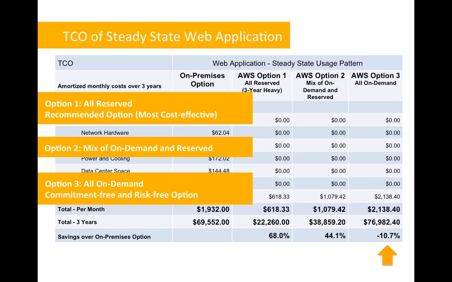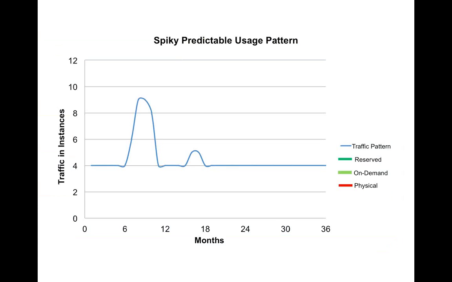steady state web application. Let's go on to a spiky predictable usage pattern. So in this case, you saw this earlier. This is, for example, a marketing website that comes up during a campaign. So you know when the spike is going to come, so you can predict it. So in this case, again, if we were to have physical infrastructure, if you were to buy it yourself, you would probably have to draw a red line where?